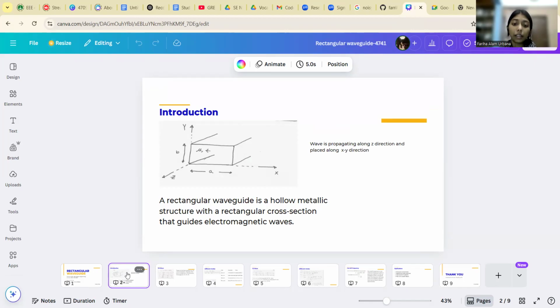A rectangular waveguide is a hollow metallic structure with a rectangular cross section that guides electromagnetic waves. And for this case, we have considered our rectangular waveguide is placed along the XY plane and the wave is propagating in the Z direction. And it is mentioned here as well.